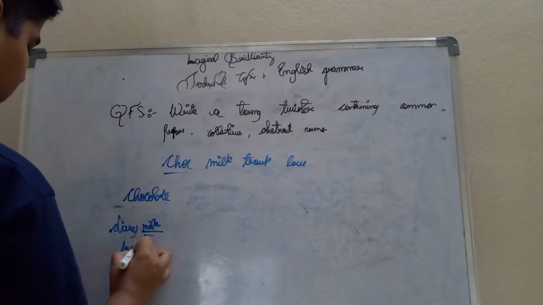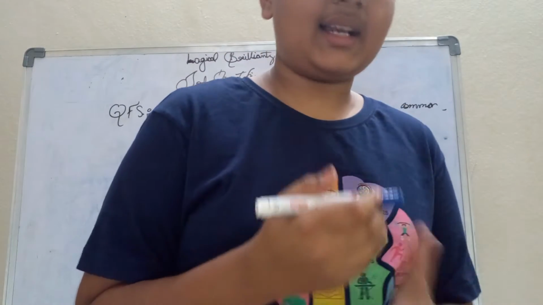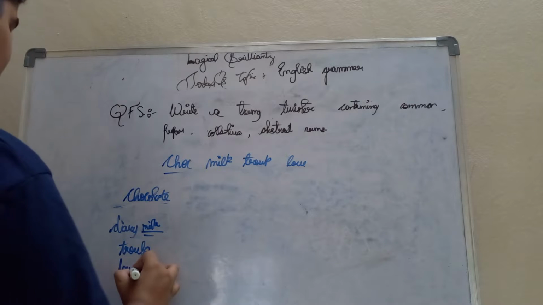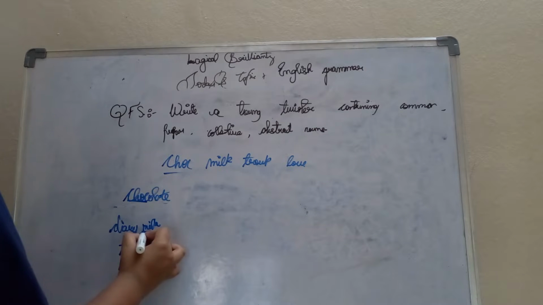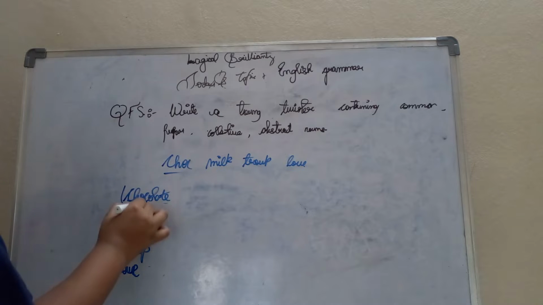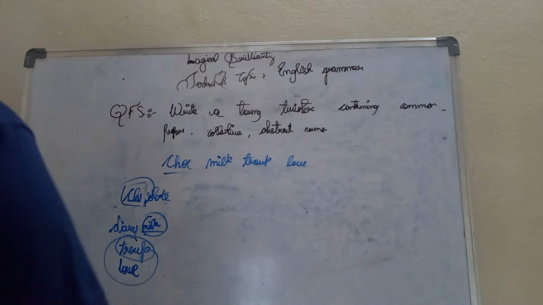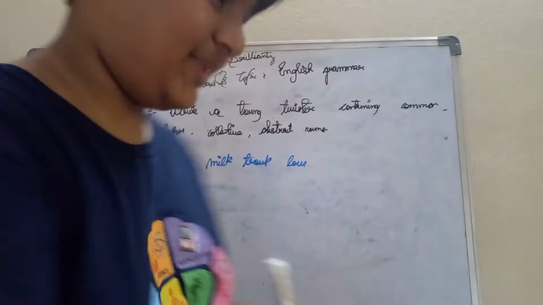And troop. Troop of soldiers, it is a collective noun. And love. You can't see love, but you can feel it. So from chocolate I took only chalk, from Dairy Milk only milk, then troop, love. Chalk, milk, troop, love. This is the tongue twister I made. Try to pronounce it 5 times.